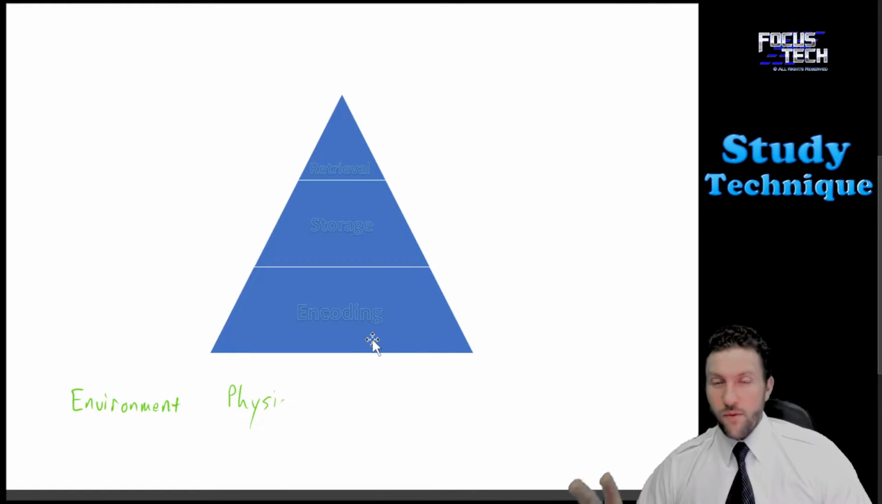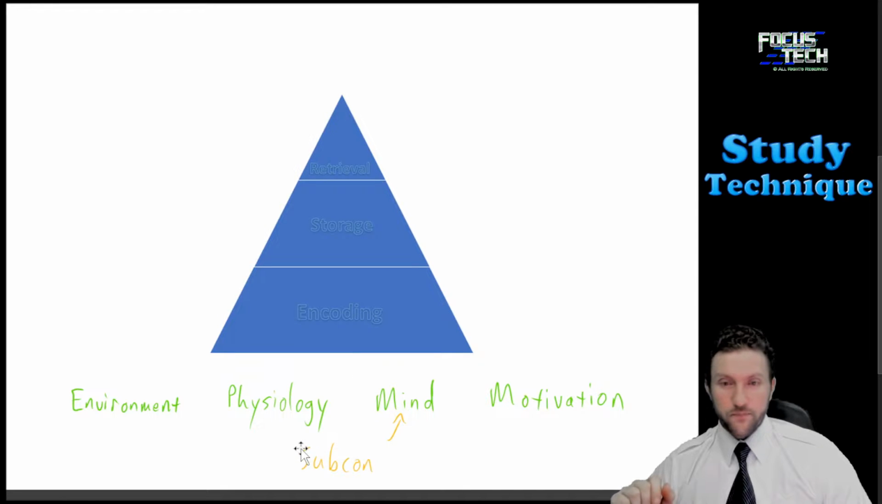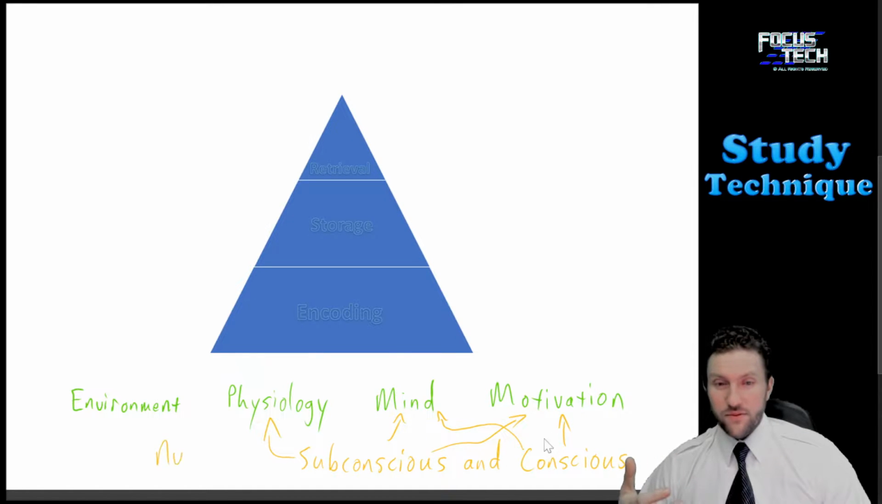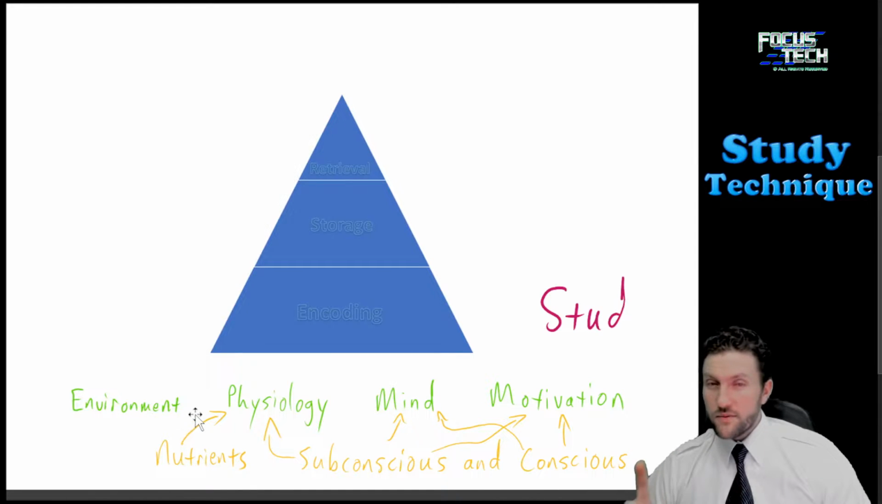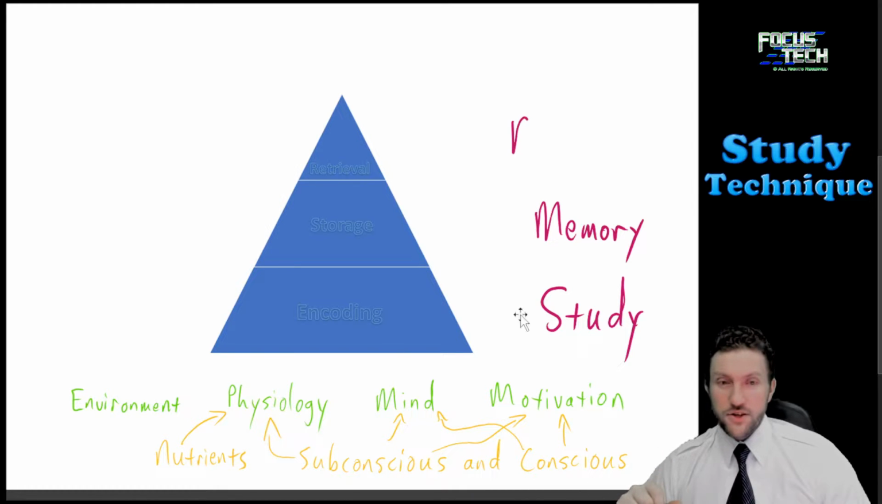So running through 4 key factors that influence each of these. So there's environment, physiology, mind, and motivation. These are critical elements that all influence these processes. Now take note for the mind, there's the subconscious and there is the conscience. We will do more on these at a later date. They are really critical, they all influence different factors. Now physiology is everything to do with the body. Take note, nutrients are really important when it comes to study, getting your body into peak optimal condition.